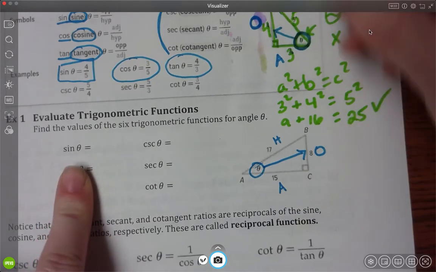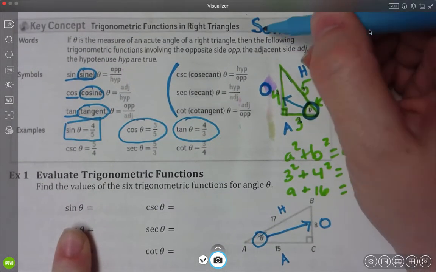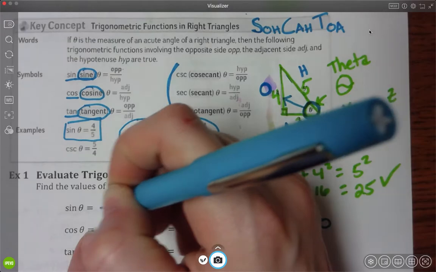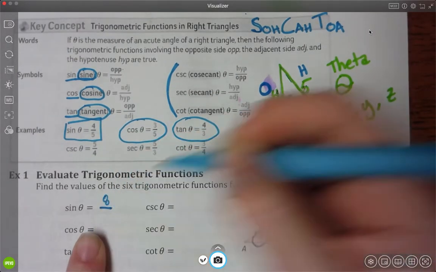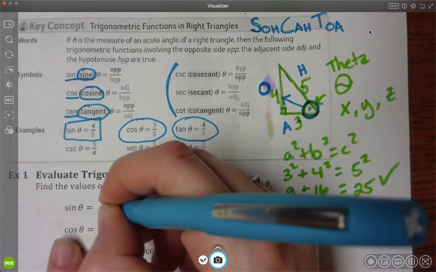So sine, we go off of SOHCAHTOA. So sine is opposite over hypotenuse, okay? So I'm going to have my fraction here. The opposite side is 8. The hypotenuse side is going to be 17, okay?